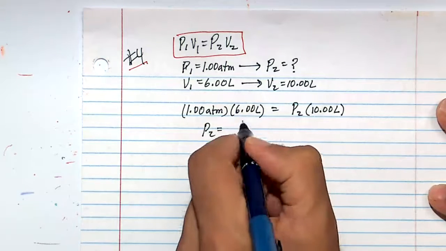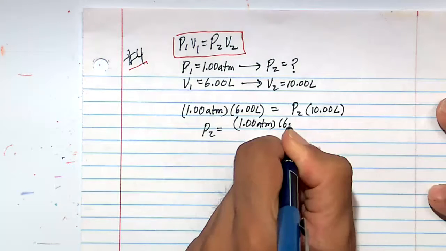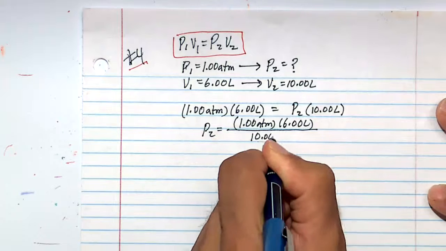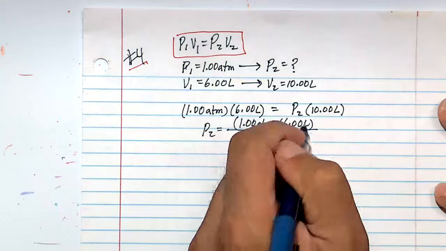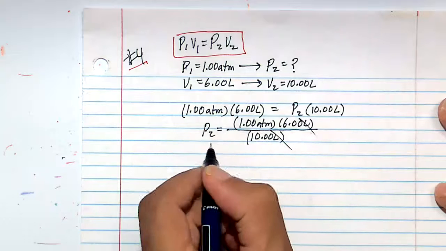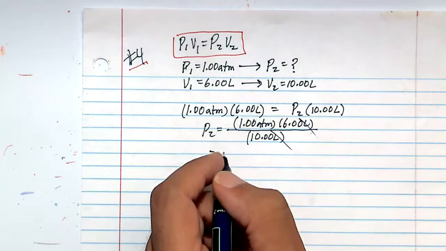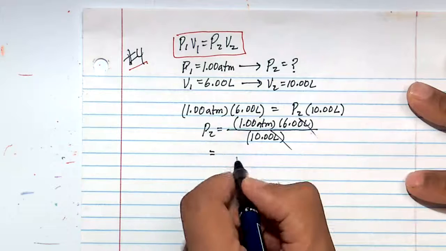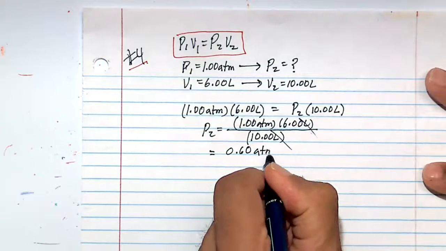So P2 is going to be 1 atmosphere times 6 liters divided by 10 liters. Be aware that the liters cancel, and 6 divided by 10 is 3/5, which is 0.6. Okay, see, I'm good at math and numbers. It's a joke. Okay, 0.6 atmospheres.